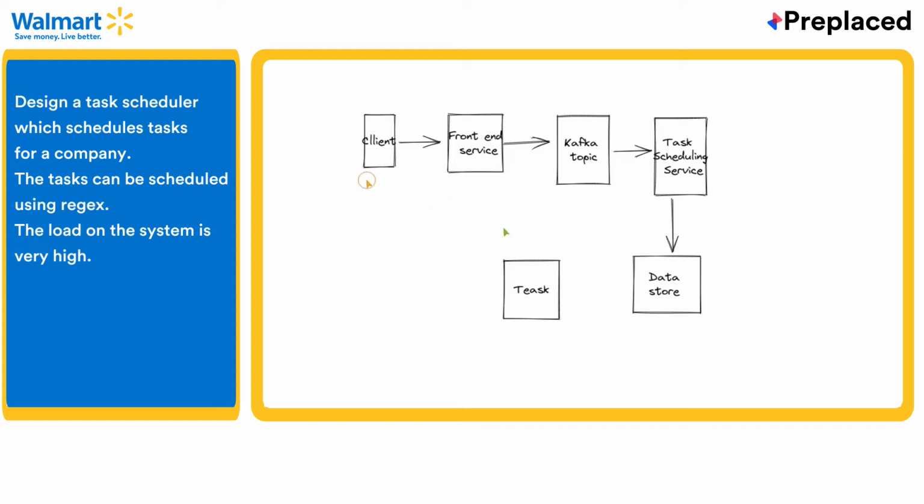So the first thing that comes to my mind is what the task is that the client needs to execute. Will it be a kind of code that it wants to execute, or a script or something like that? If the client wants to execute a script, then we want that script as well from the client, right?